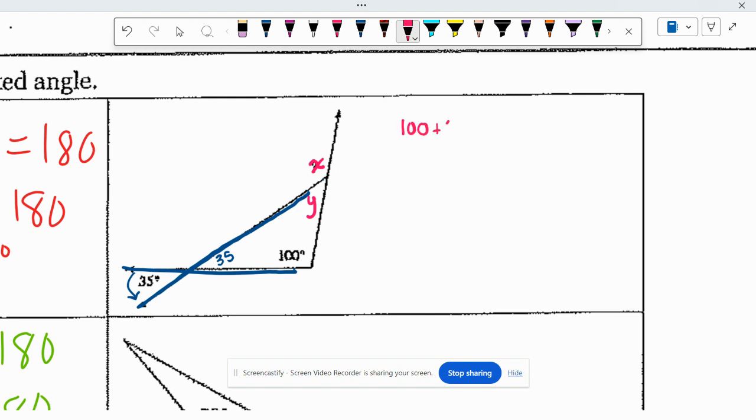So 100 plus 35 plus Y has to equal 180. So essentially, I'm going to subtract 135 from both sides. Are you guys okay with that math? So what is the measure of Y? Y is 45. Okay.